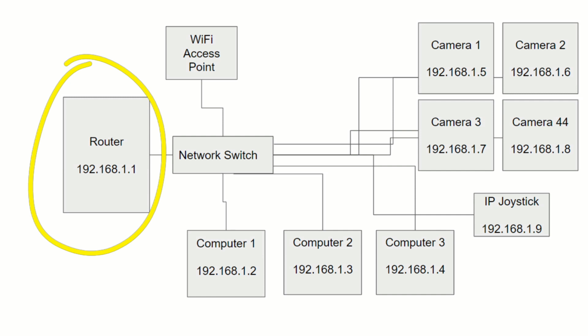So that router is the first IP address. And computers generally pick up a dynamic IP address, so they get like a random IP address every once in a while.